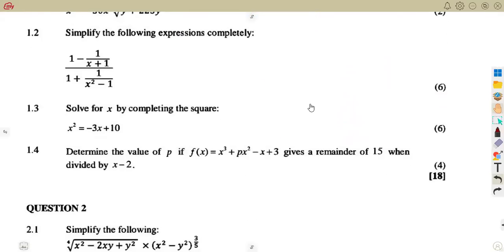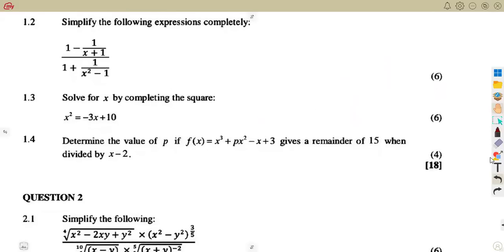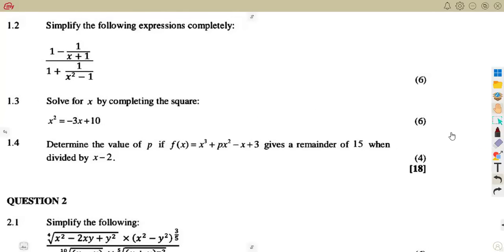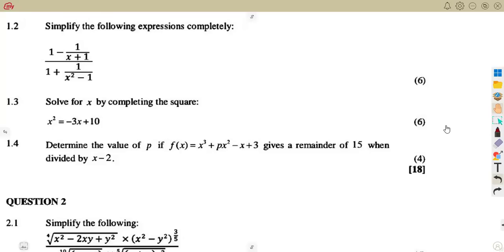All right, on 1.2, so guys, simplification, there are so many ways. As long as we get the same answer there, that is what is important, because we cannot finish saying simplification has so many ways. Again, here, simplify the following expressions completely for 6 marks. All right, so this is the whole expression that we're given on our 1.2.